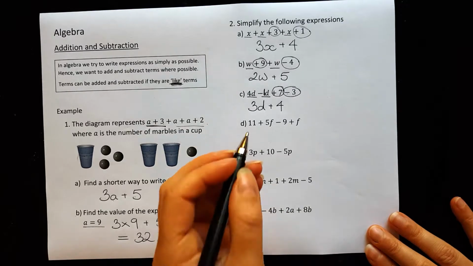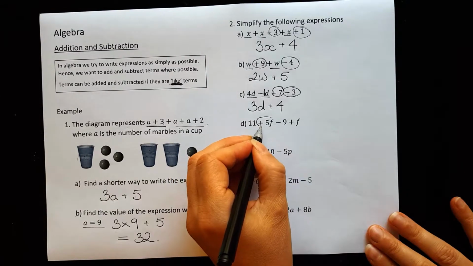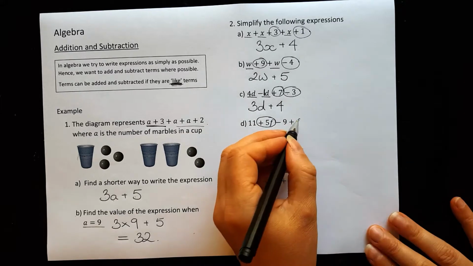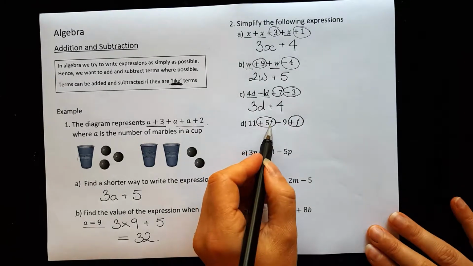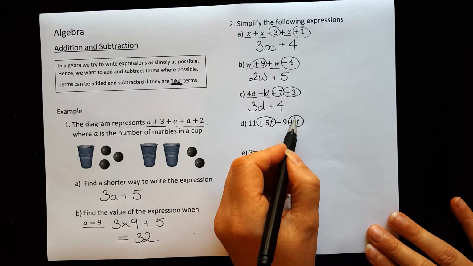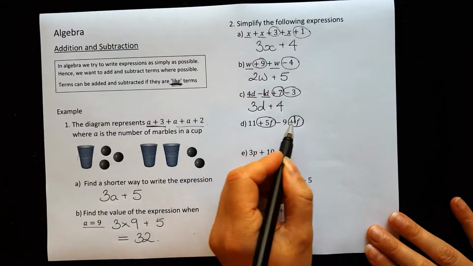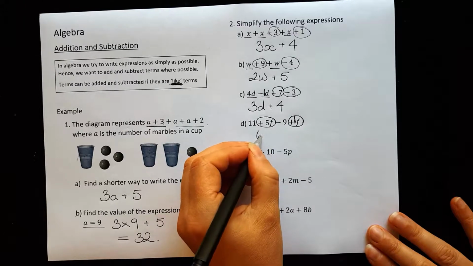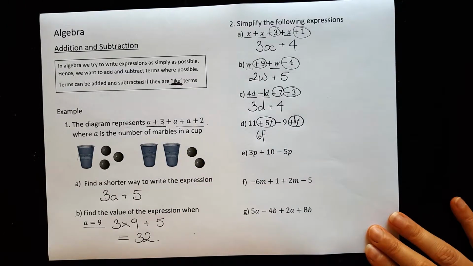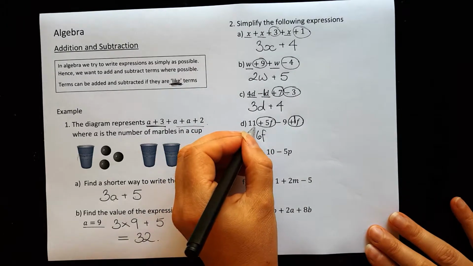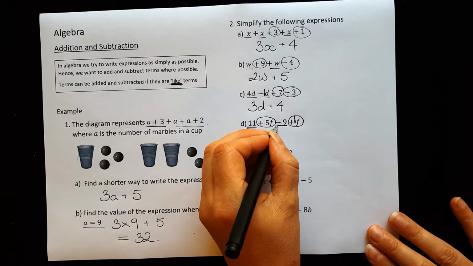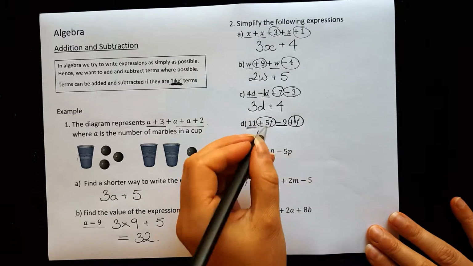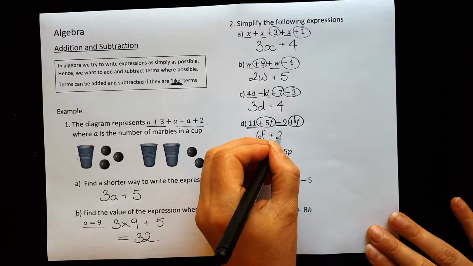In D, looking at the letters, I have a +5F and a +F. So 5F plus F, put a 1 in there. So 5 plus 1 makes 6F. Then for the numbers, we have 11 minus 9 makes a +2.